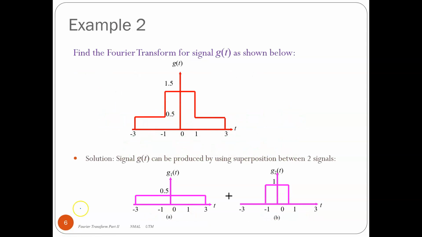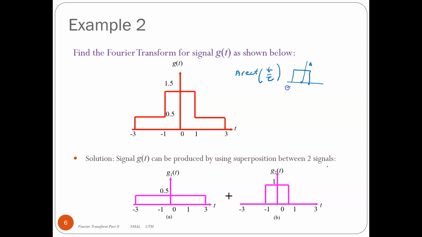There's another example using linearity and superposition. For this example, you need to find the Fourier transform for the given signal as shown below. If we refer back to the table, we couldn't find the exact same signal as given for g(t). What we can find is the rectangular signal. For the original rectangular signal, the time domain signal is A rect(t over tau). You can refer to this in the table.